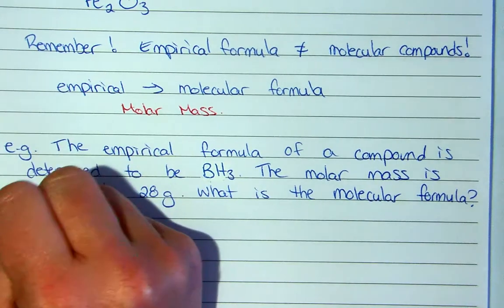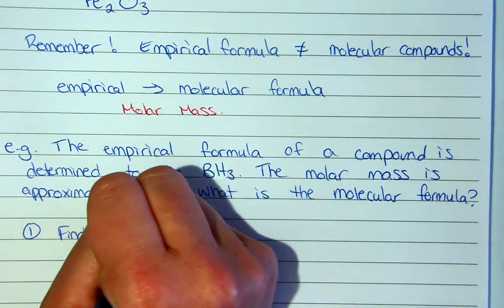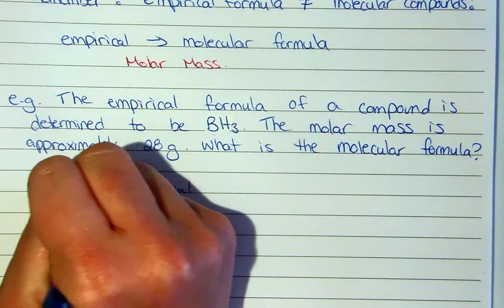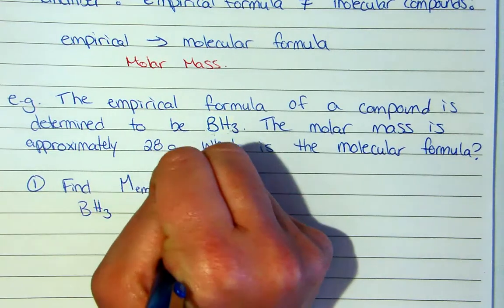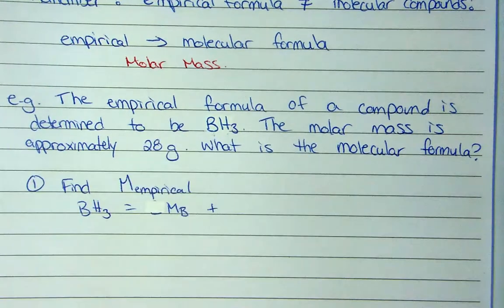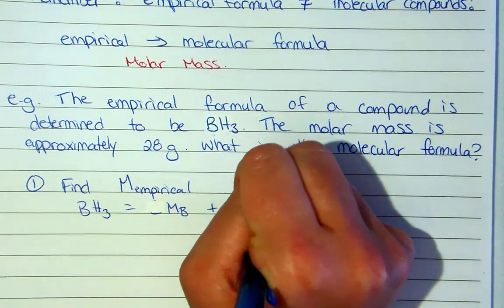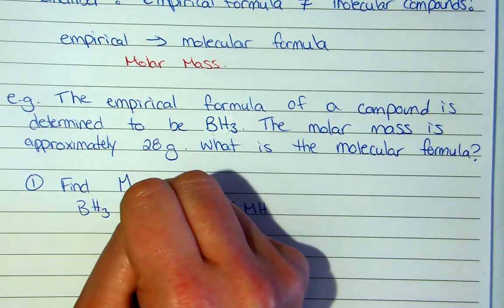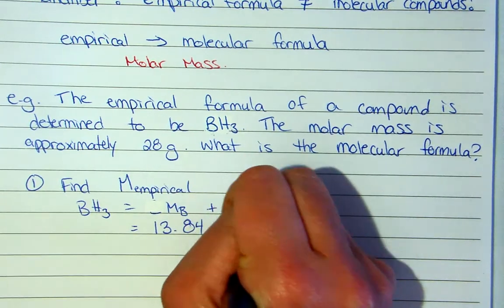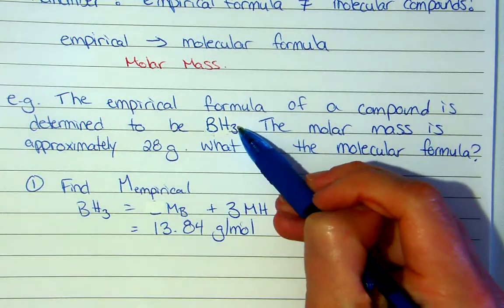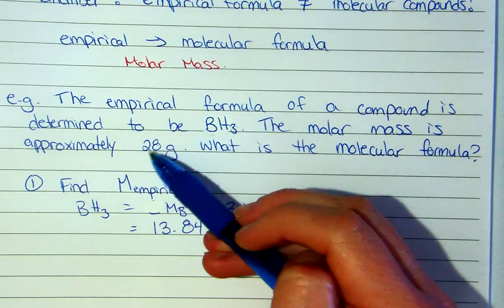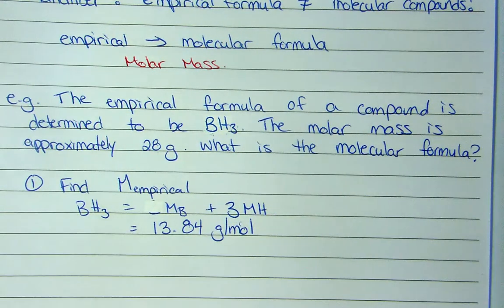Okay, step 1, we're going to find the molar mass of the empirical formula. So for BH3, that would be 1 times the molar mass of boron plus 3 times the molar mass of hydrogen. Okay, that's going to give us 13.84 grams per mole. It does not match the molar mass of this unknown compound. So we know that the empirical and the molecular formula are not going to be the same.